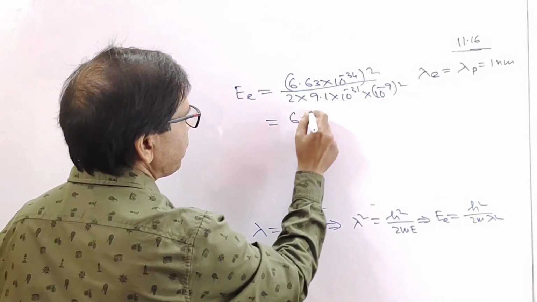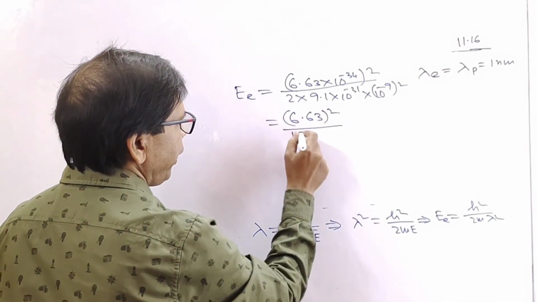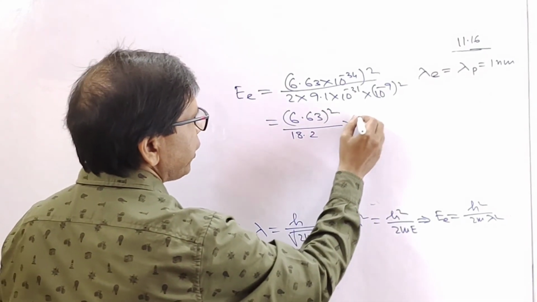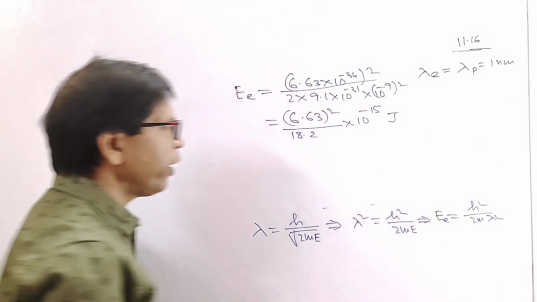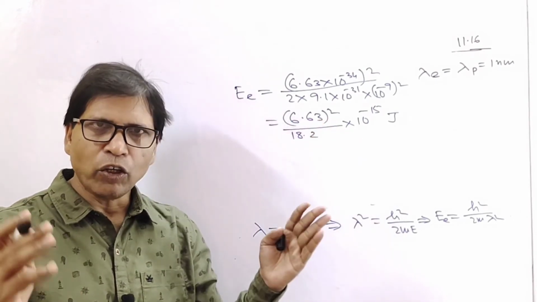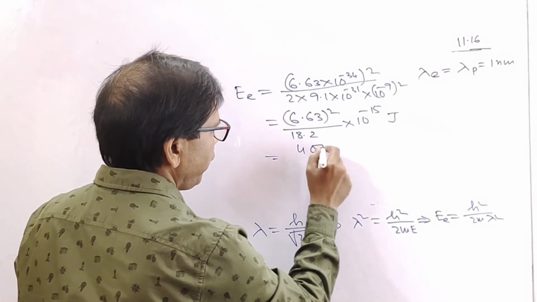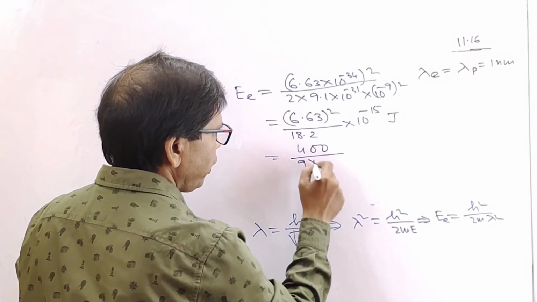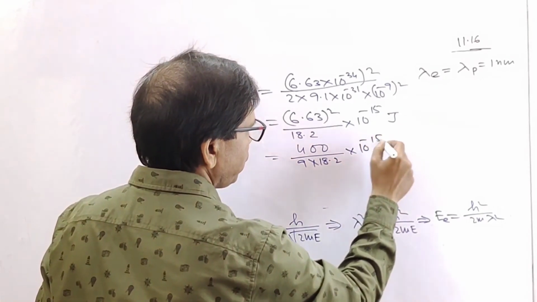This is 6.63 whole square divided by 18.2, and 10 to the power minus 15, this is in joule. Now 6.63 is almost 20 by 3, so this is 400 divided by 9 into 18.2 into 10 to the power minus 15 joule.